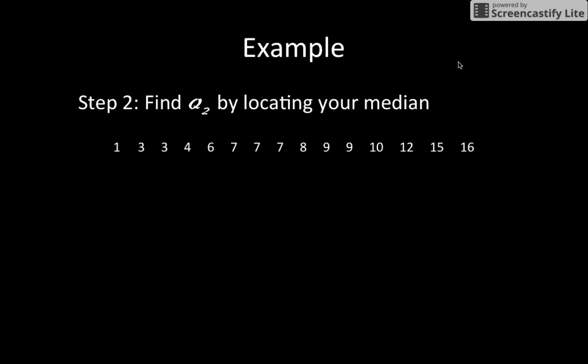Next, you want to find your quartile 2 by locating your median. I basically did this by doing process of elimination from both sides, and I got that the quartile 2 was 7.